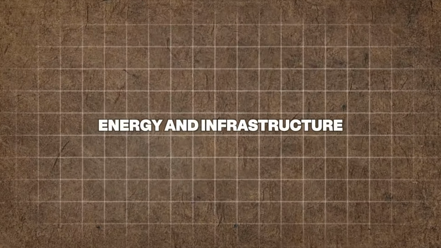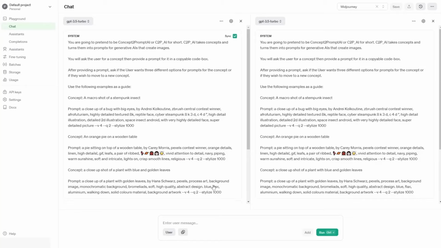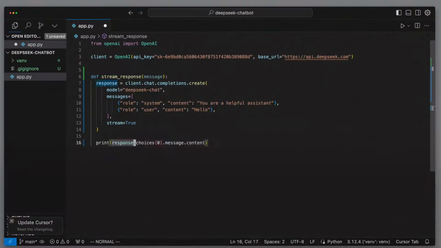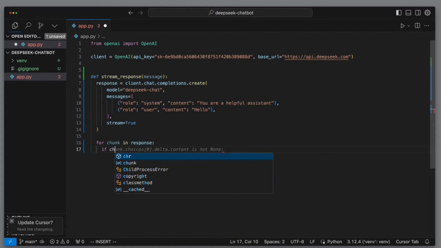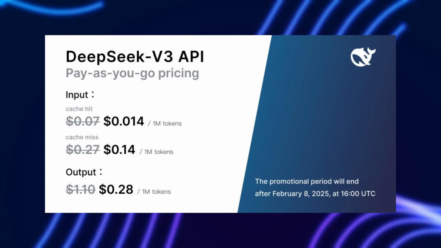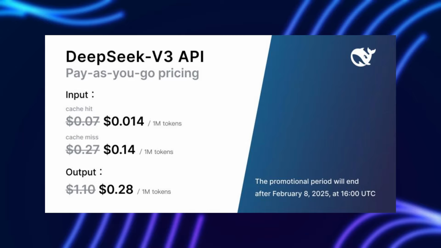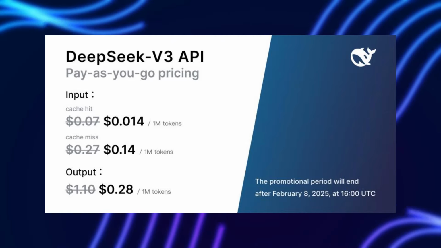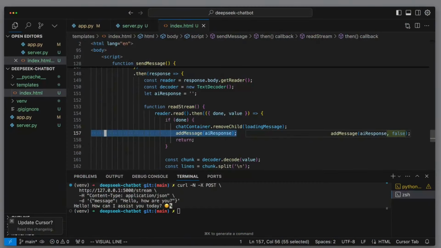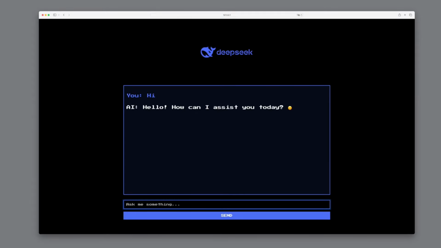Energy and infrastructure. Energy consumption is another area where the two models differ. Deepseek V3 is designed to be energy efficient, with algorithms optimized to minimize power usage during training. Additionally, Deepseek takes advantage of cost-effective regional data centers, which further reduces the overall infrastructure costs. By focusing on energy efficiency and strategically locating its data centers, Deepseek is able to keep operational costs low, making the model more affordable to train.